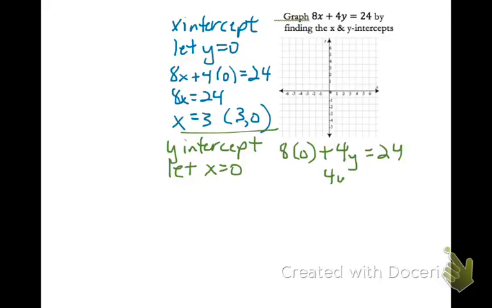And now you'll be able to see what y is doing when x is 0. Divide both sides by 4, so y equals 6. So now we have the point 0, 6. So let's plot both of those points.